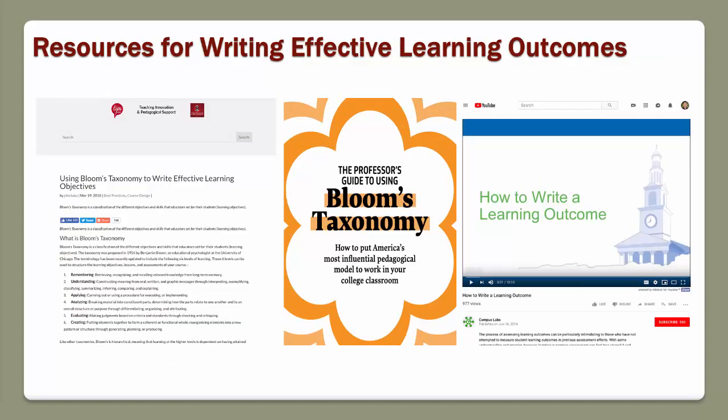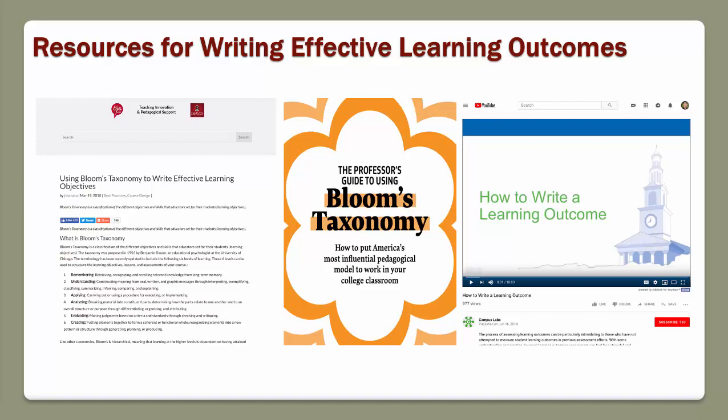Here are some resources that I want to highlight. The first one comes from the University of Arkansas, and it essentially is a website that explains Bloom's taxonomy and how you can use that to write effective learning objectives. And there are lots of good examples that they provide in that.